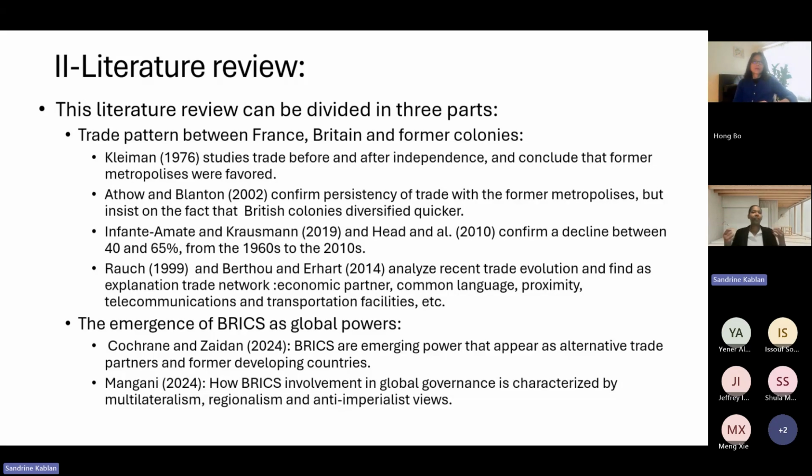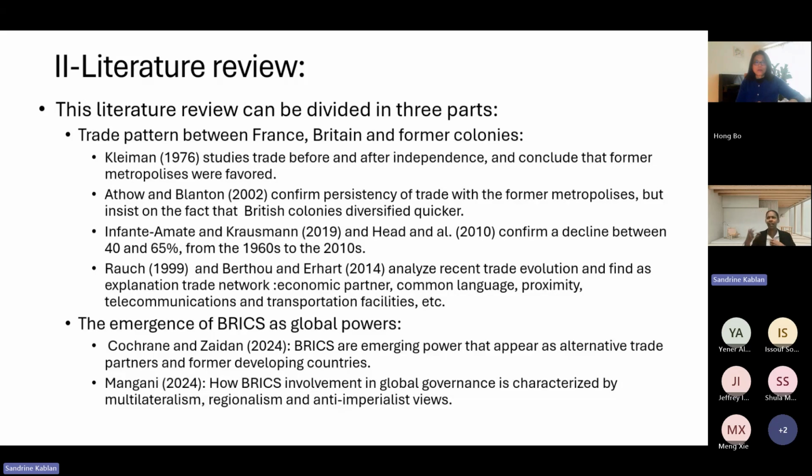They explain it by the fact that former colonies begin to have new trade partners, and this new trade partner can be explained by the fact that those countries are economic partners, they share a common language with those countries, there is a kind of proximity, there are also facilities in telecommunication and transportation. So, with all this evolution in the literature, we can see that there is also an evolution in trade pattern between former colonies and former metropolises.